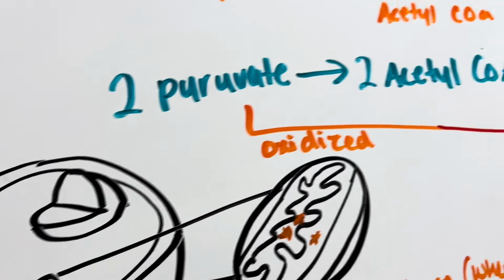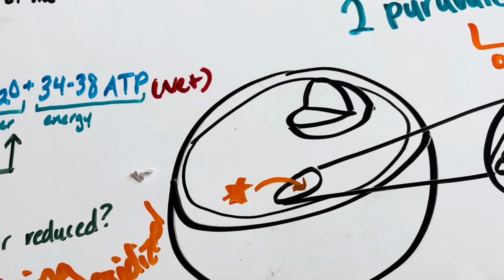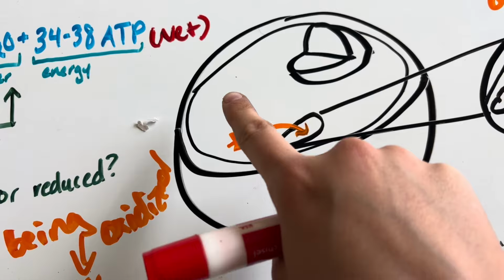Okay, and then we'll take a second and look at the cellular map. So this is a cell, and then glycolysis is going to occur right here.